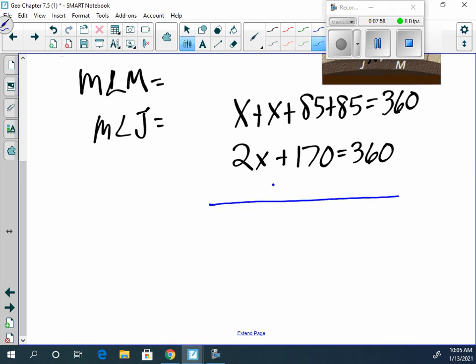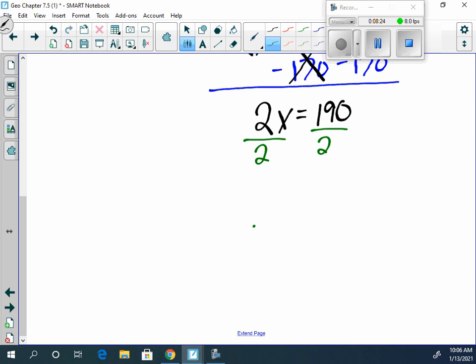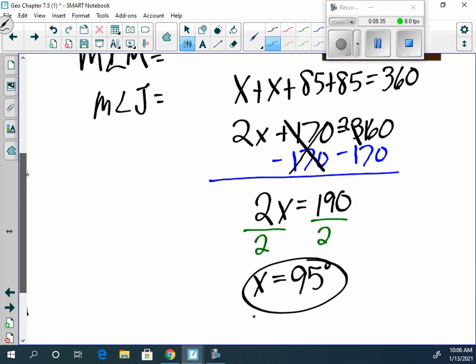What can we do from here? We would subtract 170 from both sides. These would cancel, giving me 2x is equal to 190. And last but not least, we would divide both sides by 2, telling us x is equal to 95 degrees.